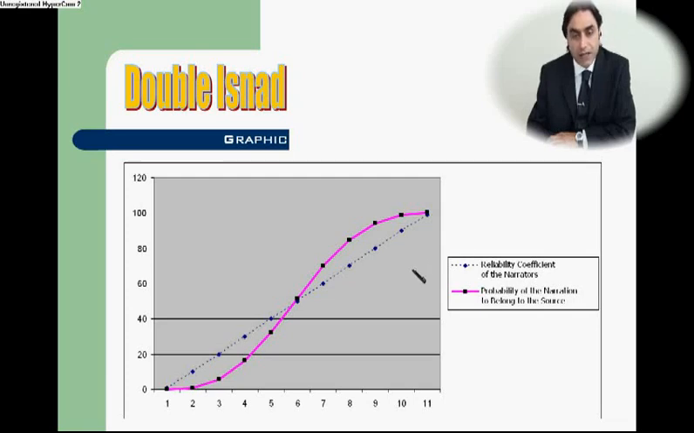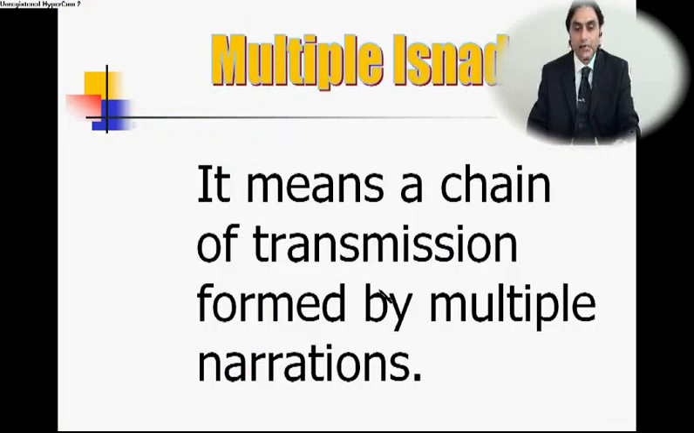Based on reliable narrators. On the other hand, unreliable narrators lead to comparatively more unreliable results. Now let's move on to the multiple isnad. In this theory, it means a chain of transmission formed by multiple narrations. If in a chain of isnad all the narrations have more than two narrators, then this chain means multiple isnad. Let's look at an example.